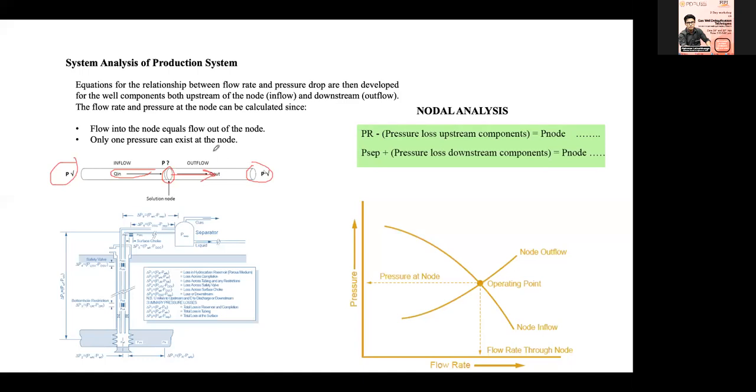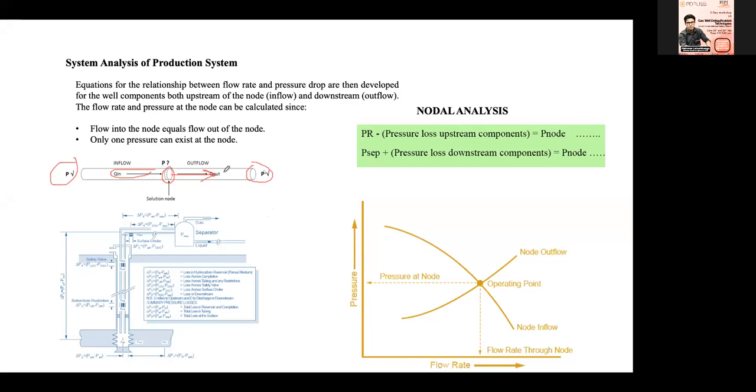So we will be able to calculate the node pressure as well as the flow rate at this node, because the flow into the node as well as out of the node will be equal, and only one pressure will exist in this node.